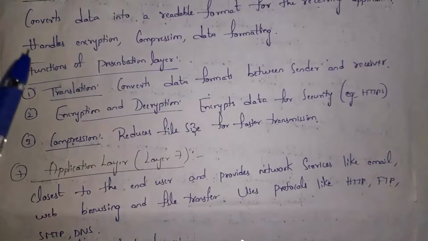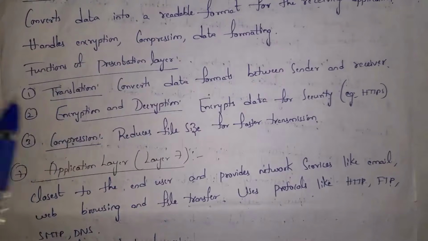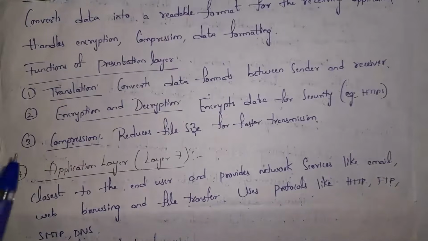The first one is translation. Converting our data into a readable format, which will be understandable by the receiver, is known as translation. The second one is encryption and decryption. Guys, encryption and decryption are both techniques for providing security. So the presentation layer will provide security. And the third one is compression. For example, you are transferring a file and that file size is very large. So the presentation layer will compress it. The presentation layer will reduce file size for faster transmission.